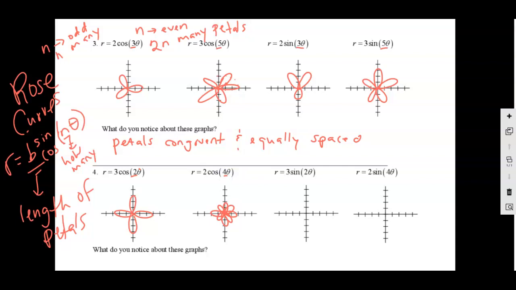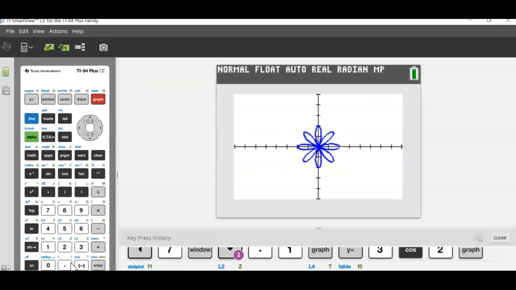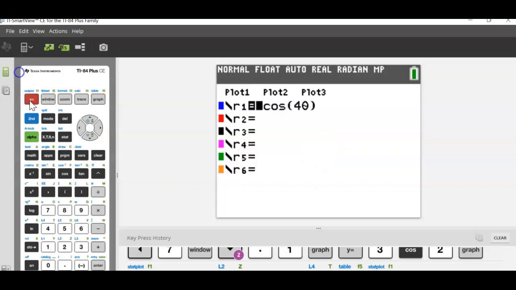Right? So let's go do 3 sine 2 theta and 2 sine 4 theta. Let's go do those last ones. And then we'll kind of be done with most of these graphs. Yeah, I'm taking a long time today. Oh well. There's a lot to get through today.